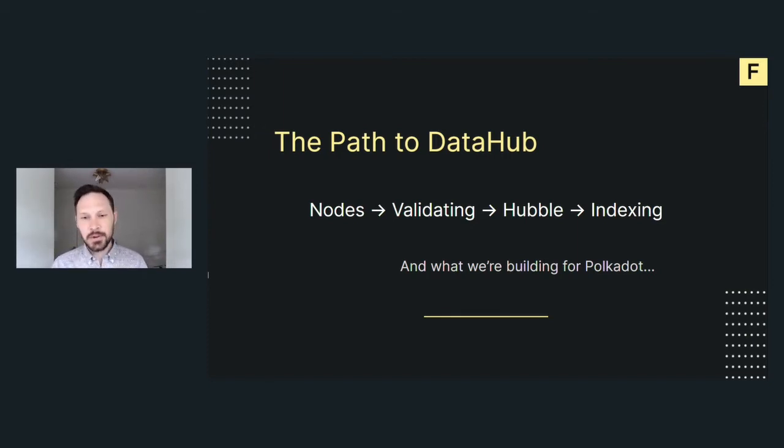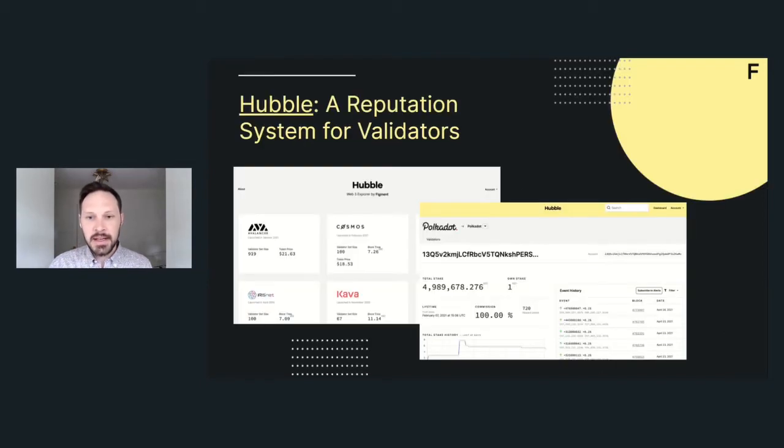So the brief history of Figment is we started out running a validator, and we run lots of validators and nominators and things like that, and we run a bunch of things on Polkadot. But we started asking a question, which was, who are the good validators? Who should you delegate to? Who should you stake with? And to do that, we needed to start indexing the blockchain. And so we created a block explorer called Hubble.